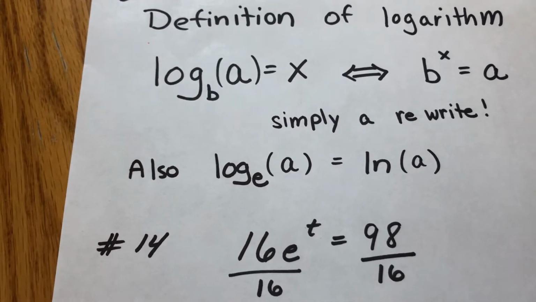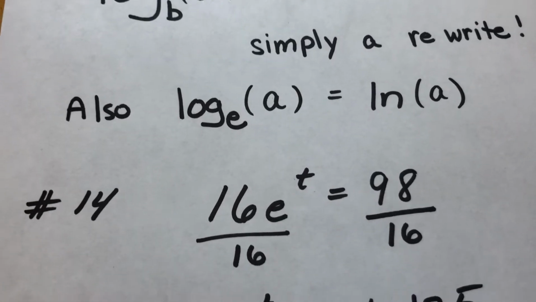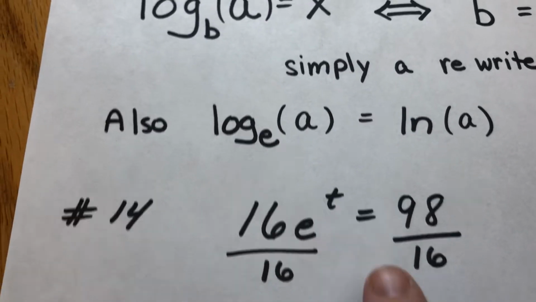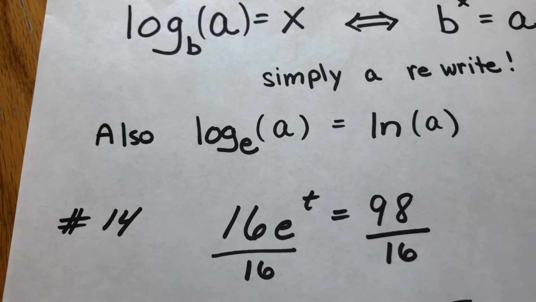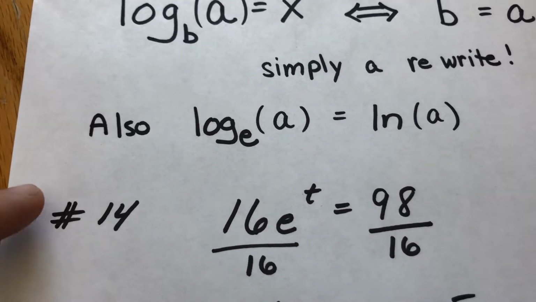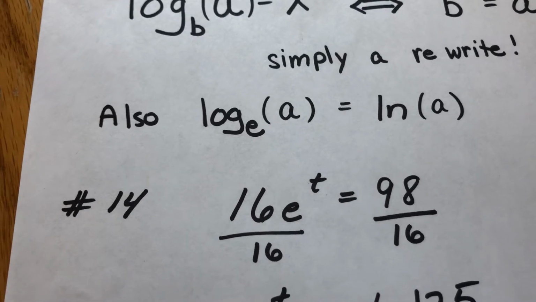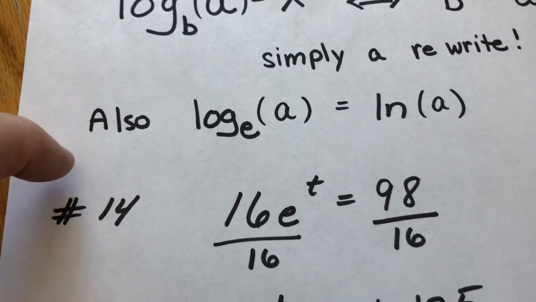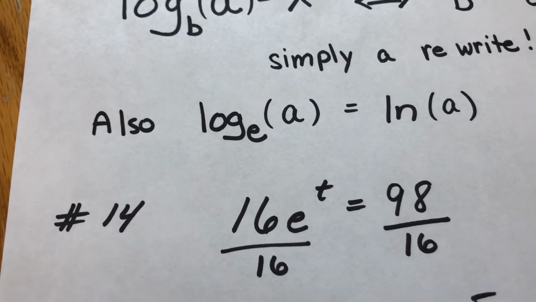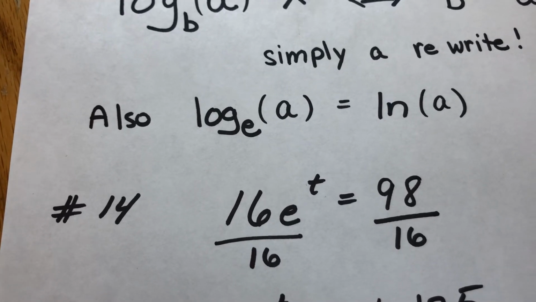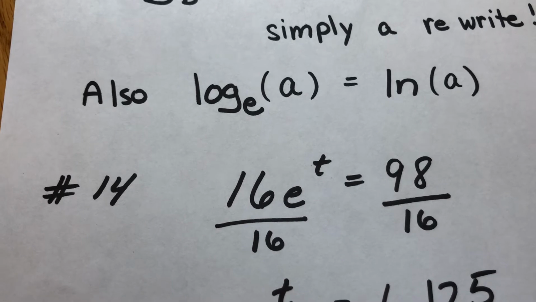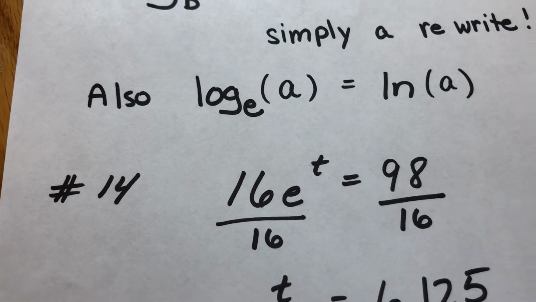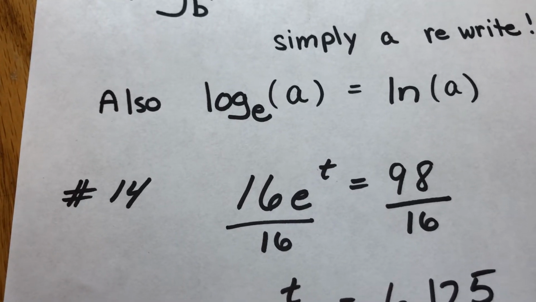So I started with number 14 here. The original problem was 16e to the t power equals 98. This is just like problem number one in the homework, I think, but they're numbered like 6.3.14, so you might see this one. Anyway, our goal is to get t alone, and that's the beauty of logarithms, that you can get an exponent down. So first thing you do is isolate the exponential piece.